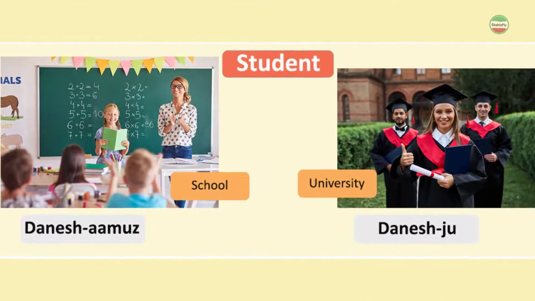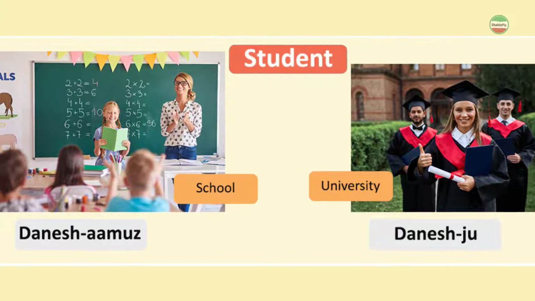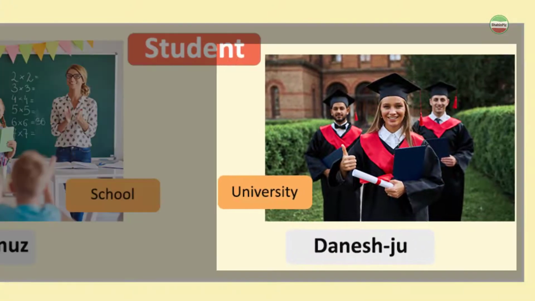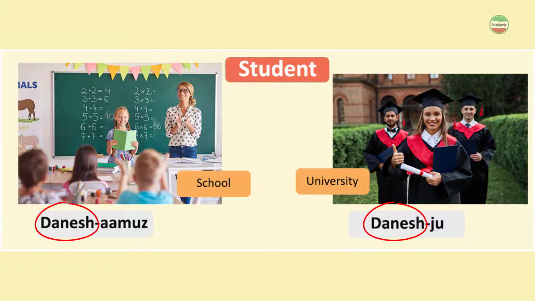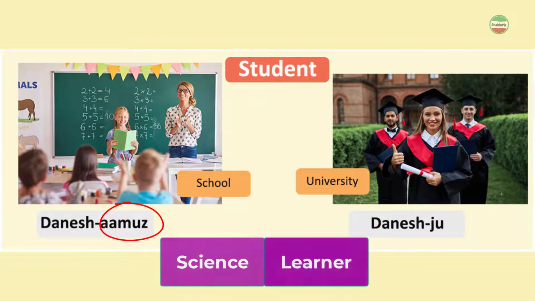In Persian language, there is a difference between student of school and student of university. For school, we call daanesh aamuz, and for university, we call daaneshju. Daanesh means science, and aamuz means learner. So, daanesh aamuz means a science learner, and ju means seeker. So, daaneshju means a science seeker.